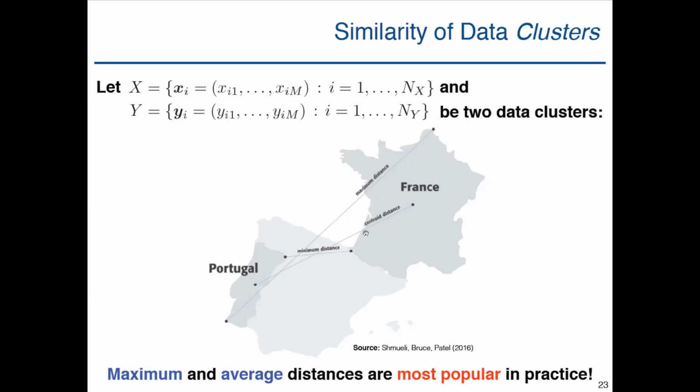Another could be that you first find out the centroids for both of these clusters. What centroid means is, let's say you have 1000 different points in the France cluster. What will you do? You will average all of those 1000 points, find their average.